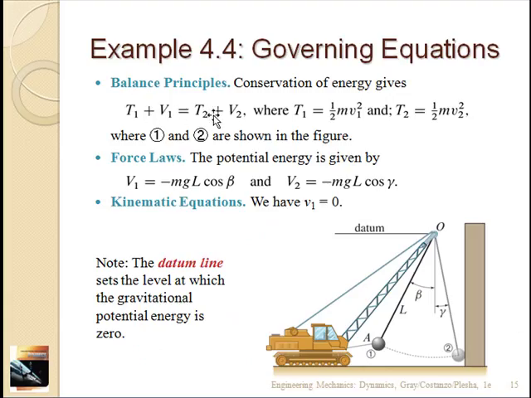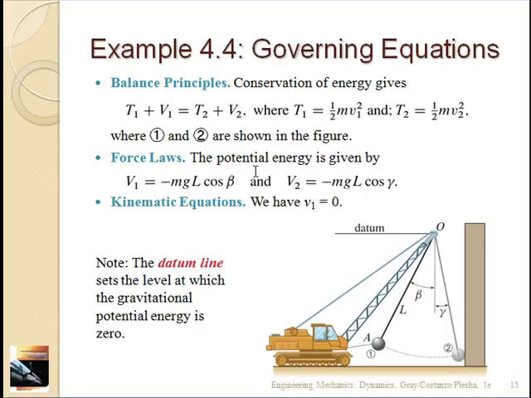So T1 plus V1 equals T2 plus V2. There's no non-conservative forces here, no friction or anything like that. T1 is the initial kinetic energy. It's 1/2 mv1 squared. And as we'll see later, V1 is 0. So the initial kinetic energy is 0. We let this go from rest. And T2 is 1/2 mv2 squared. And v2 is the speed of the ball when it hits this wall.